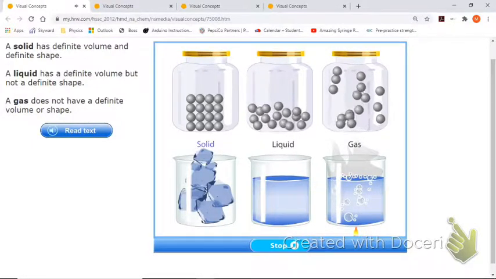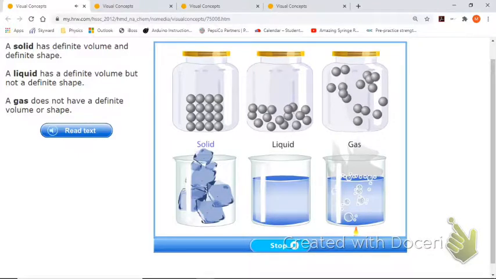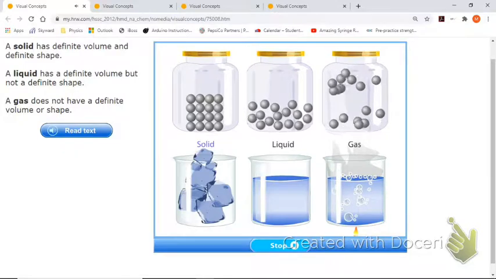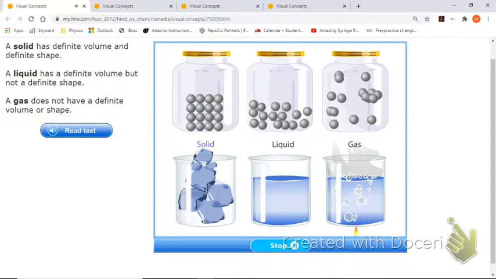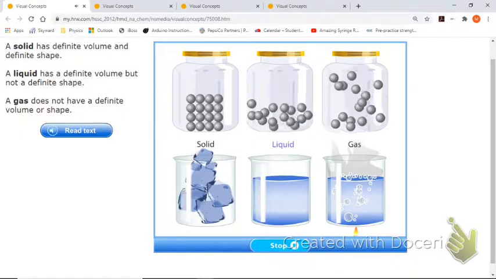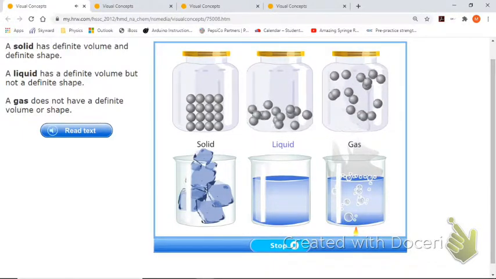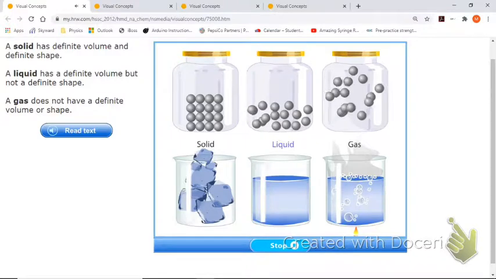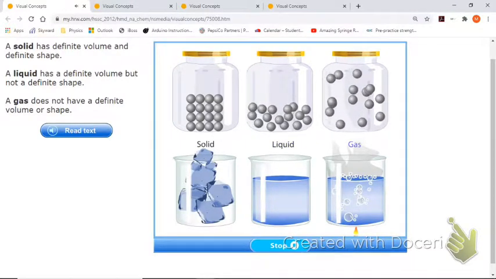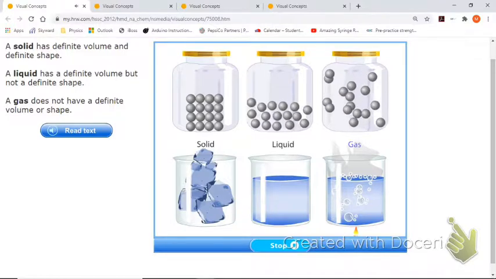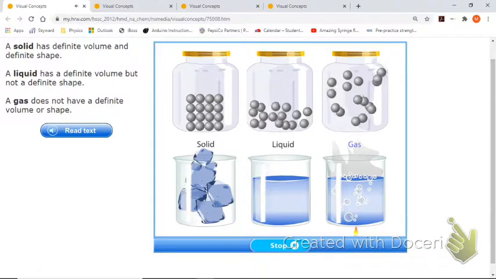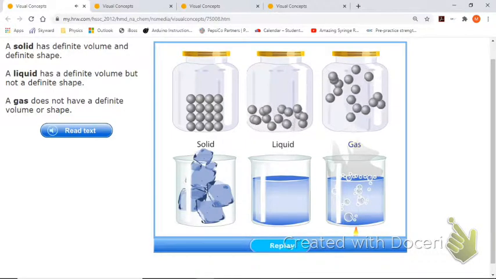Solid has definite volume and definite shape. The particles of a solid vibrate in fixed positions and are held in place by strong, attractive forces between them. A liquid has a definite volume but not a definite shape. The particles of a liquid have a range of movement that allows them to slide past one another. A gas does not have a definite volume or shape. The particles of a gas move fast enough to overcome nearly all of the attractive forces between them. Gas particles move independently of one another.